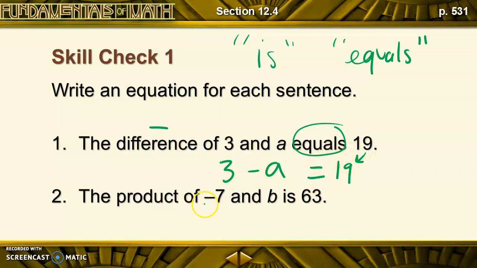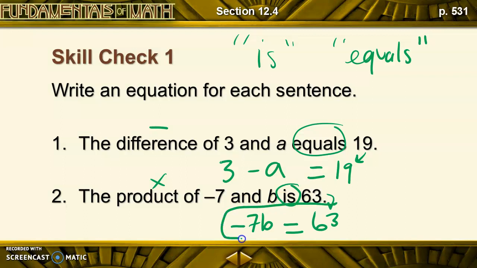What about the product of -7 and b is? So that is our equal sign. So we're going to put an equal sign right underneath it. It equals 63. That's the easy one. Now the product means multiplication of -7 and b would just be -7b. Now remember, whenever you multiply a number and a variable, we just write them right next to each other with no signs or operations indicated. This means multiplication. So this would be our answer. -7b equals 63. Hey, that rhymes.